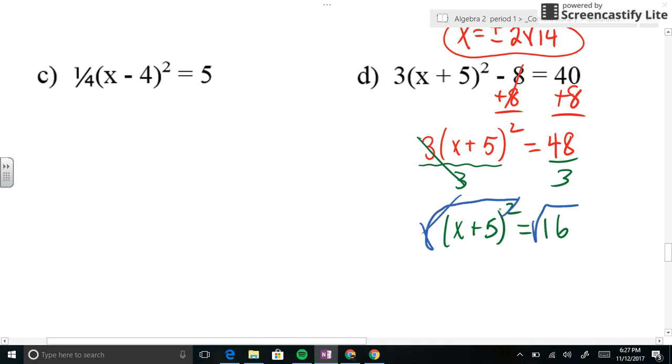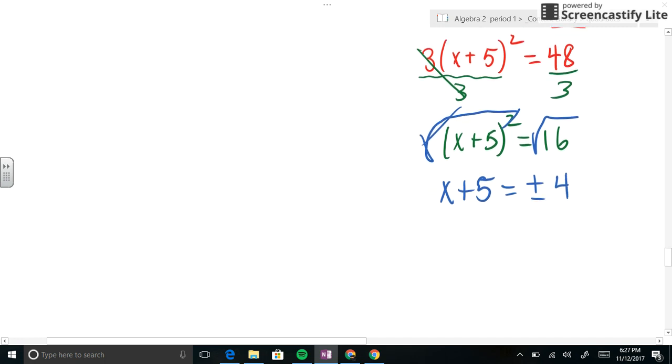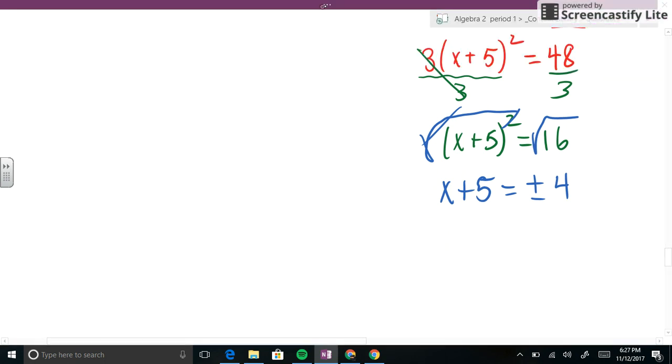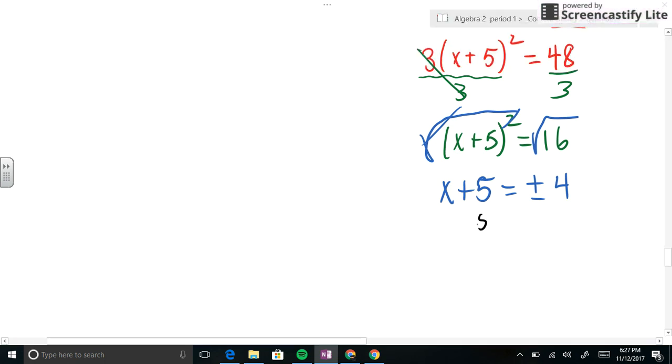So a square root and a square will cancel each other out. So we'll get x plus 5 equals, and the square root of 16 is 4. But remember, whenever we take the square root here in an equation, we should get plus or minus 4. So at this point, we just have to get rid of that 5 next to the x. To do that, we're going to subtract 5 from both sides.